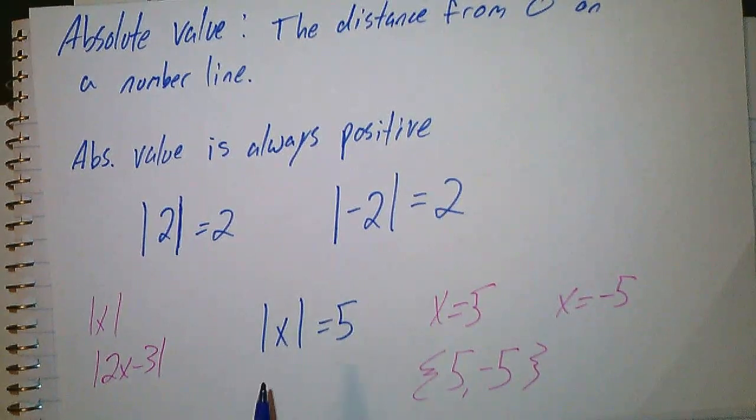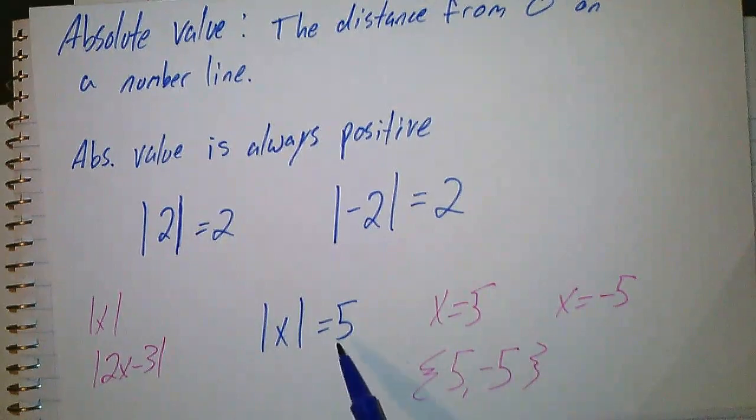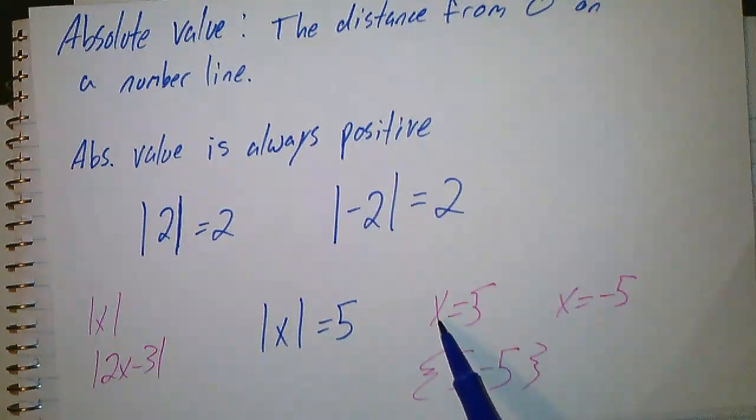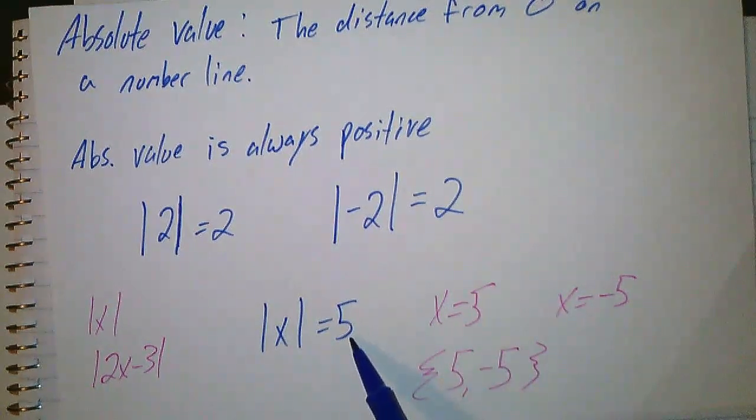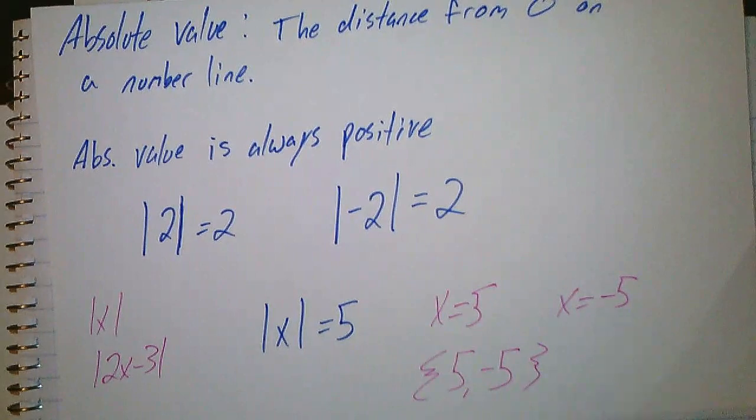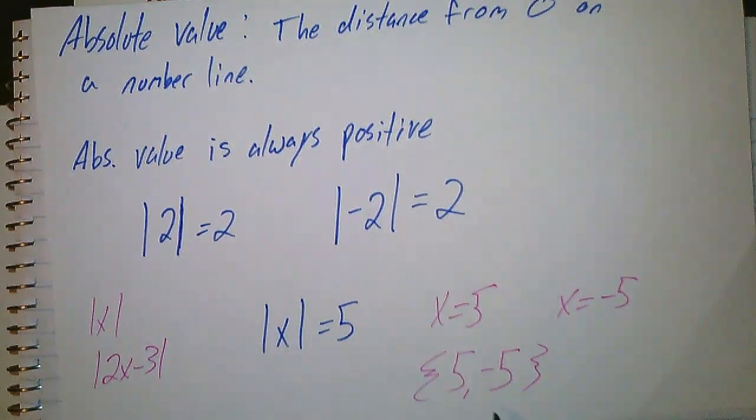So again, we're going to isolate the absolute value, which could be just an x, or it could be a binomial. And then we drop the absolute value bars, set it equal to the positive version of what we had on the right and the negative version. So here we would be done.